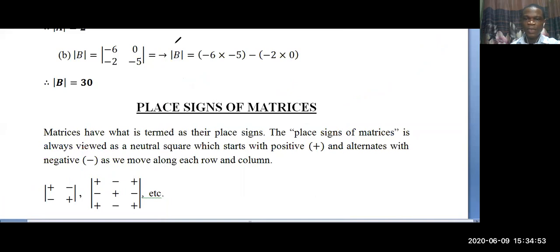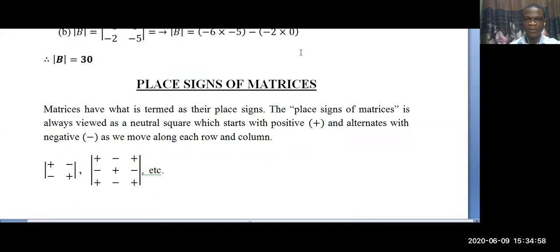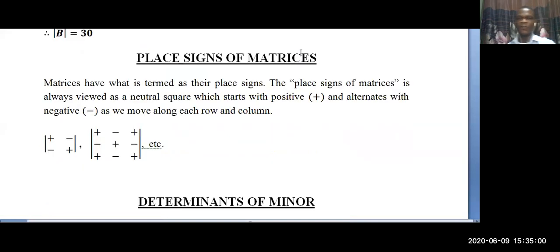Okay, so let's talk about the place sign of matrices. What do you mean by the place sign of matrices? Matrices have their place sign. They have what is termed the place sign of a matrix. Every matrix has one, but this place sign is actually useful for square matrices.